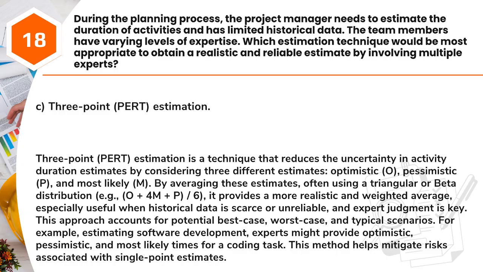By averaging these estimates, often using a triangular or beta distribution, e.g., (O + 4M + P)/6, it provides a more realistic and weighted average, especially useful when historical data is scarce or unreliable, and expert judgment is key. This approach accounts for potential best case, worst case, and typical scenarios. For example, estimating software development, experts might provide optimistic, pessimistic, and most likely times for a coding task. This method helps mitigate risks associated with single-point estimates.